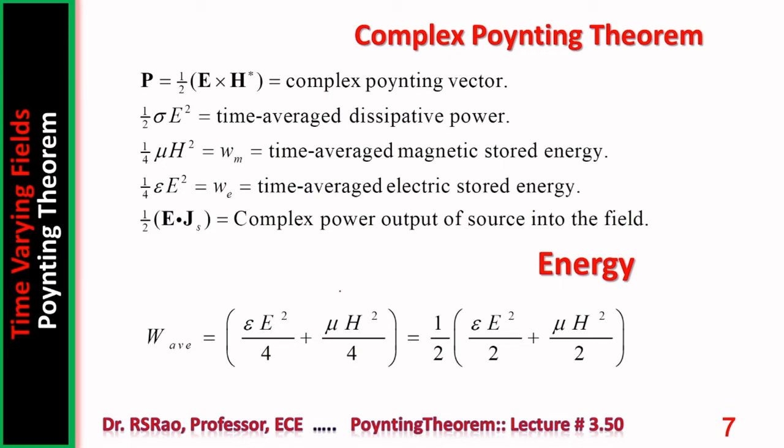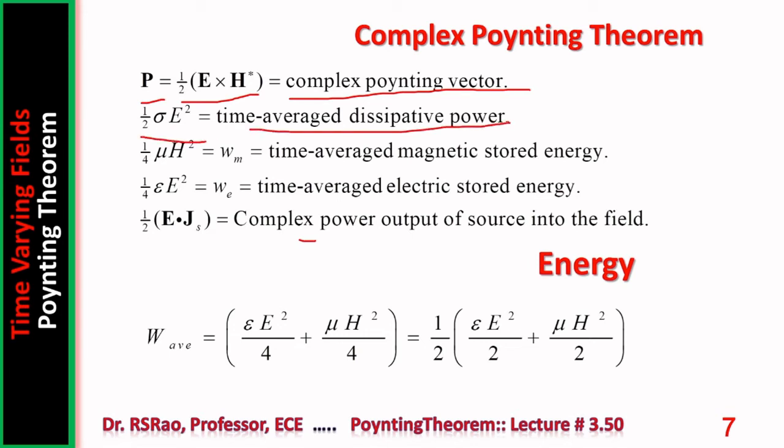Right. In the above expression, P is half E cross H conjugate. This P is called the complex Poynting vector. E cross H is the Poynting vector, but that is in time domain. Now we are in phasor domain. In phasor domain, half E cross H conjugate is the Poynting vector. Half sigma E square is dissipative power.